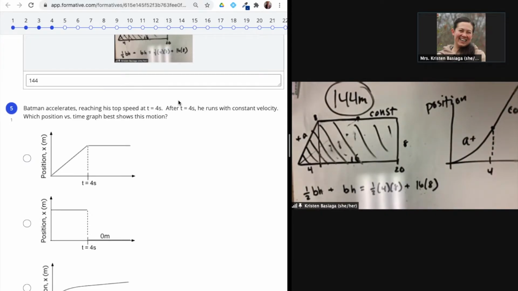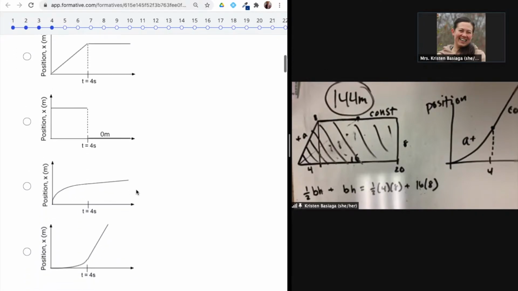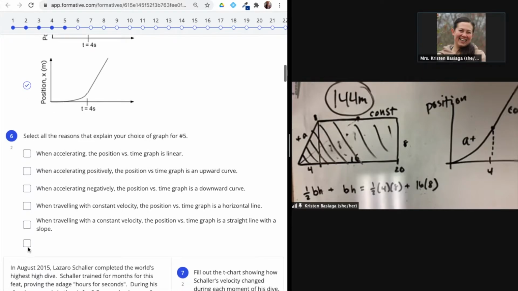So which graph matches that? I think D does. That shows an upward facing curve corresponding to positive acceleration, and then a straight line for positive velocity. So for my reasons then, when accelerating, the position versus time is an upward facing curve. When traveling with constant velocity, the position versus time graph is a straight line with a slope.